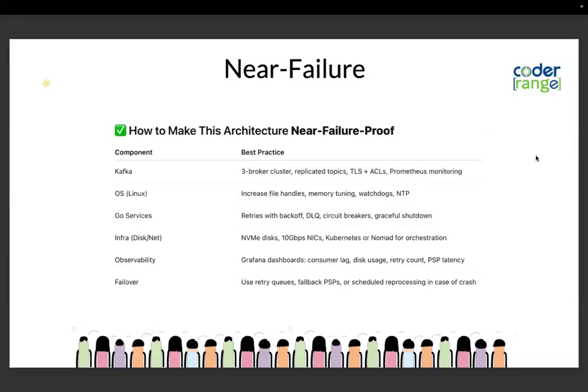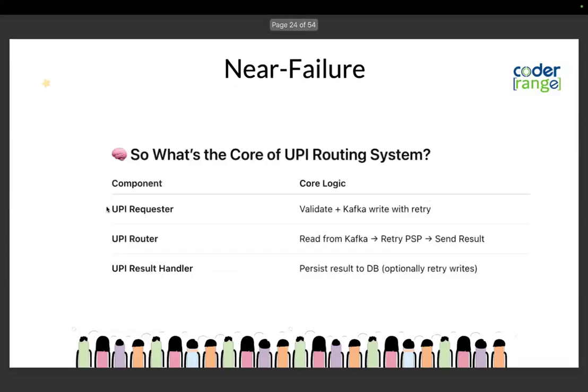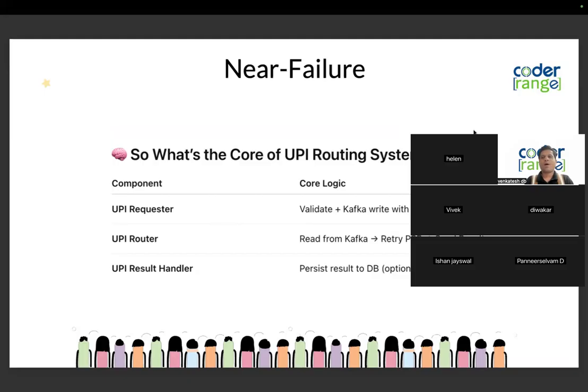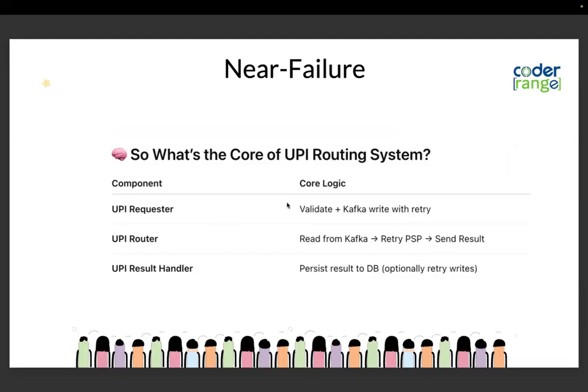Okay. So what I was talking about to all the users is, if you see this code, that is the craziest learning: UPI requester, UPI router, UPI result handler. These are the core three layers. Our Paytm implementation is there. How do we implement this in real-world use cases?